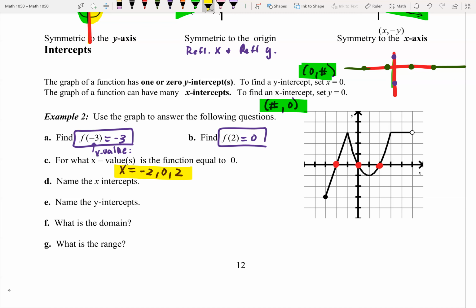Okay, now read the next question. Find the x-intercepts. Well, those 3 dots are the x-intercepts, but I'm not going to write x equals. What am I going to write, everybody? Ordered pairs. You're exactly right. So those values are still correct, but I have to write those as (-2, 0), (0, 0), and (2, 0), like that. Okay?